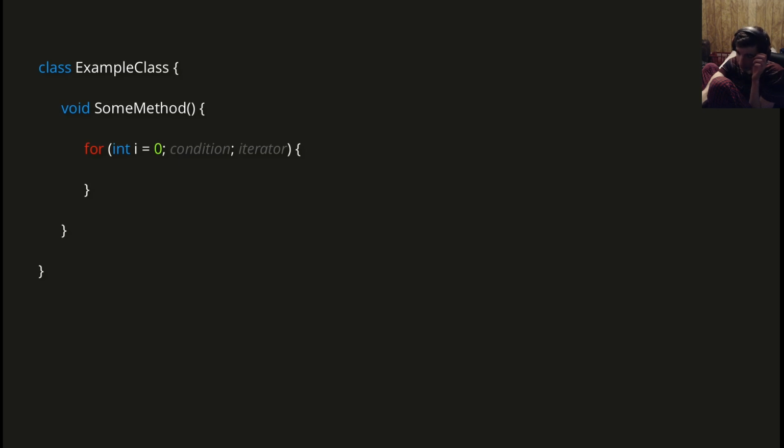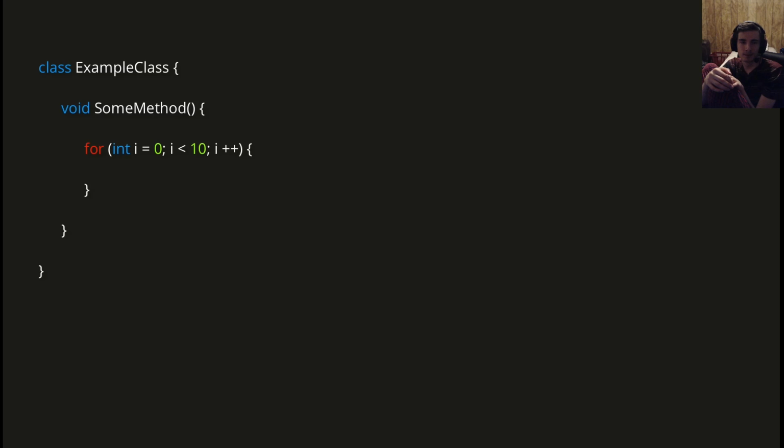In the condition section, we then state the condition that must be true in order for the loop to run. So for example, we might say run while I is less than 10. Finally, in the iterator section, we can modify the value of our variable. So for example, we might have I++, meaning that I increments by 1 each time.